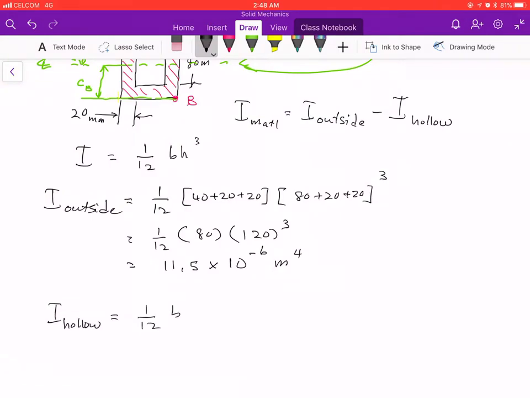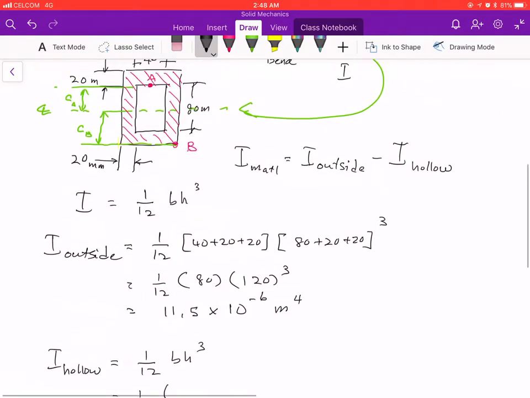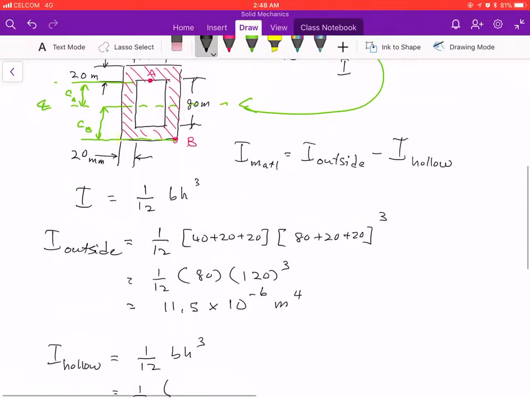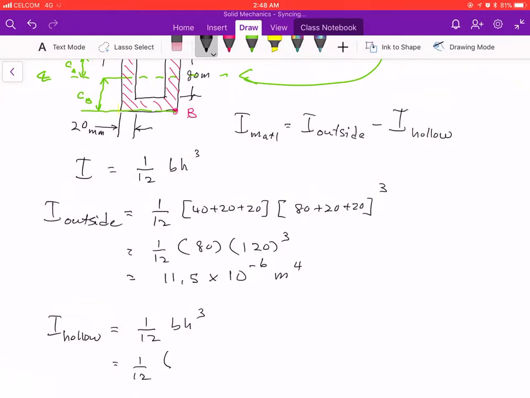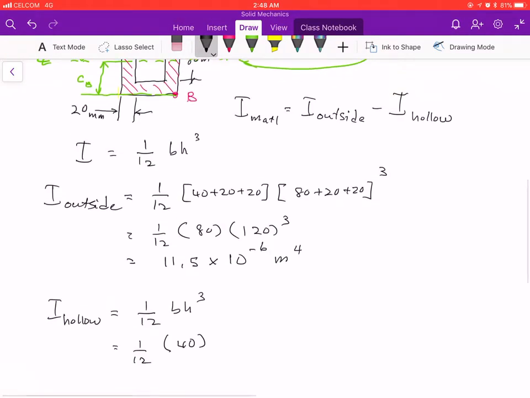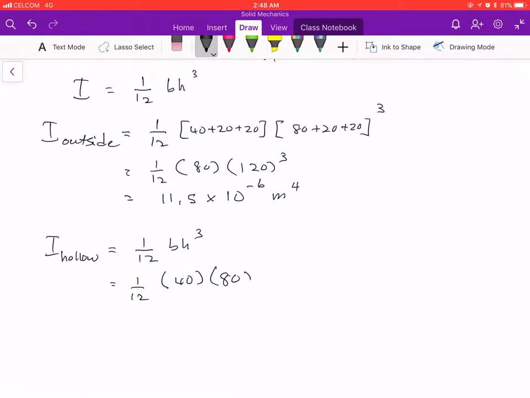My hollow section is also 1/12 B H cubed, but I will have different dimensions. So my B is actually 40, and my H is actually 80 cubed, and my I for the cutout, which is the hollow section, is going to be 1.7 times 10 to the minus 6.